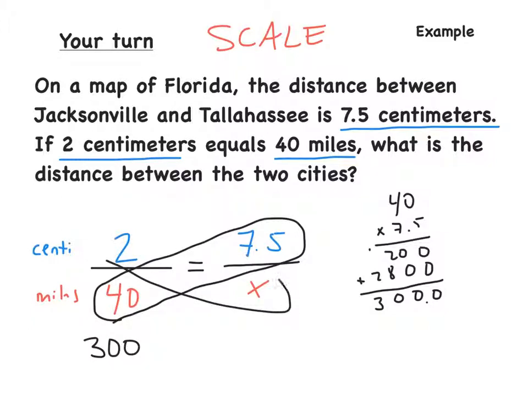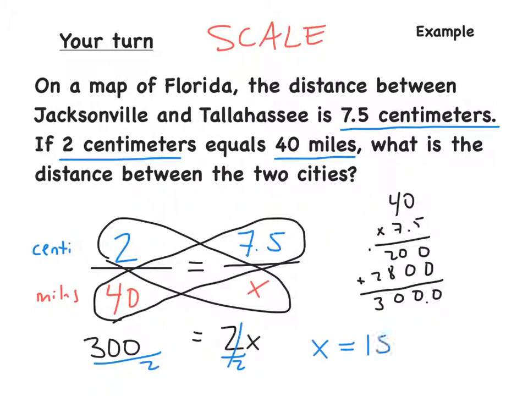And on the right side, what is 2 times x? So now we have 300 is equal to 2 times x. So from here, all that we would have to do is divide by 2, and x is equal to 150 miles.